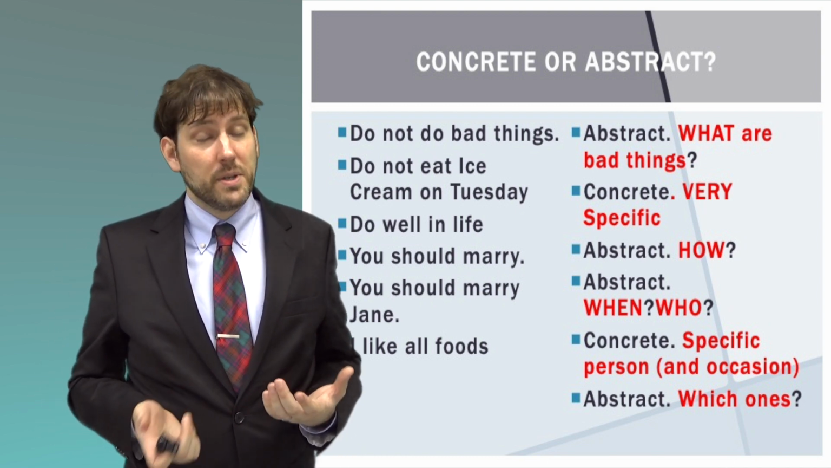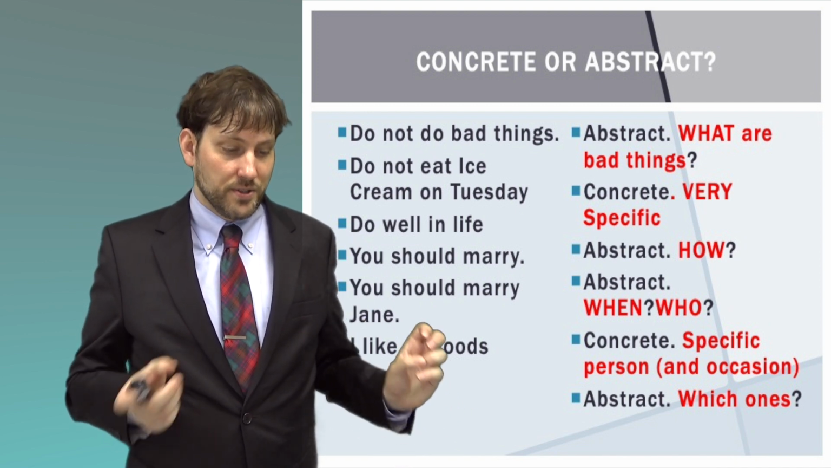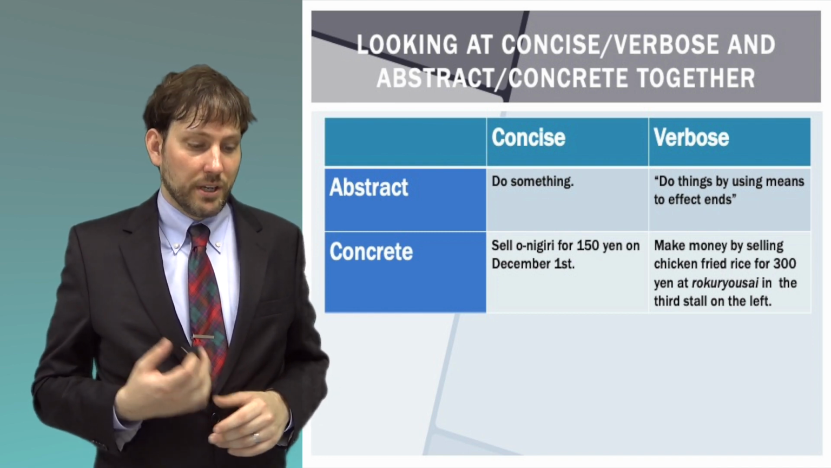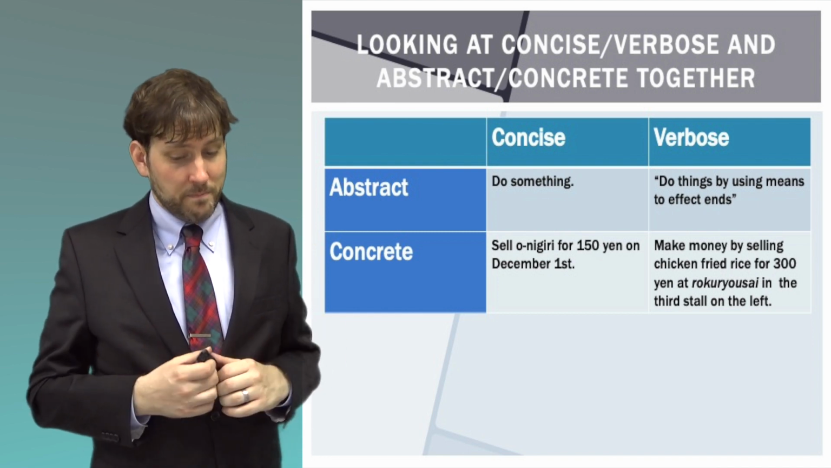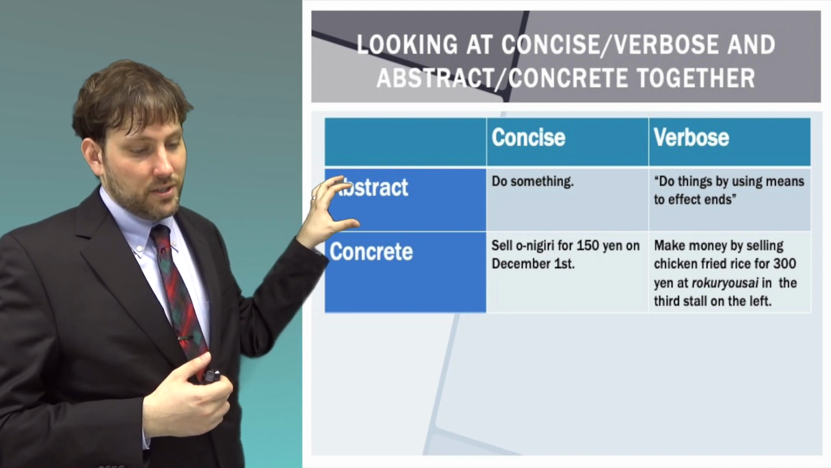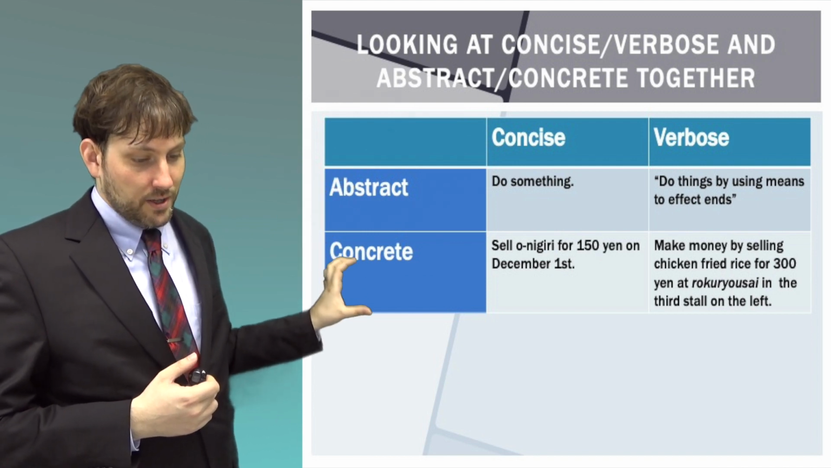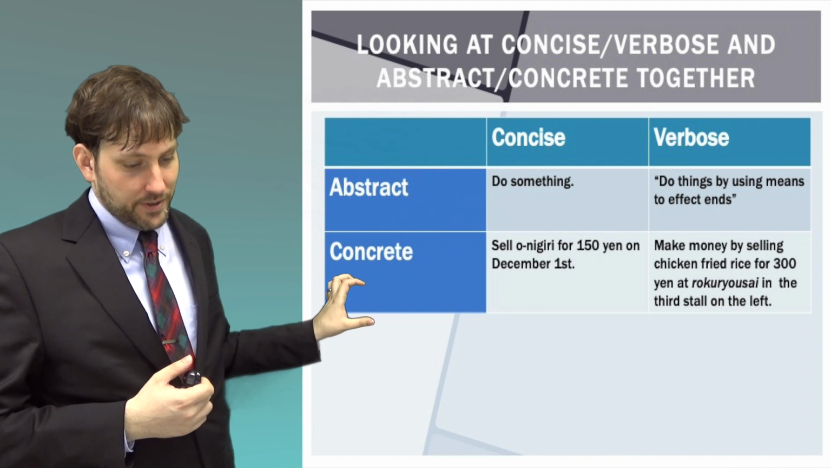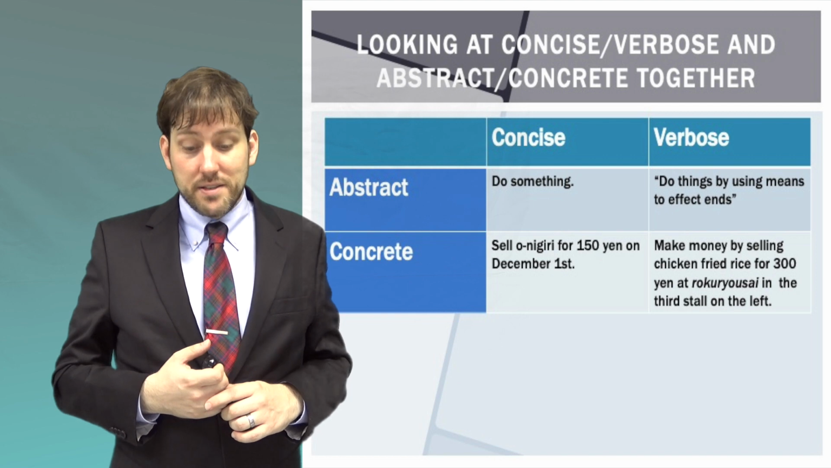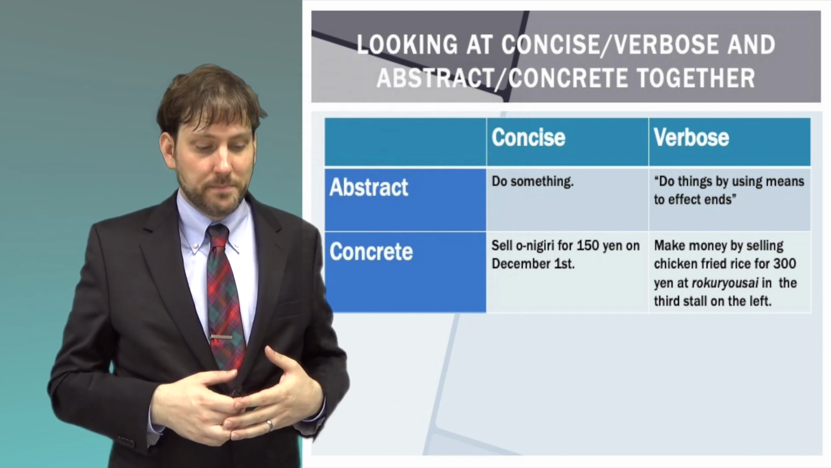So, sometimes people think that being concrete is the opposite of being concise. Because when you're being concrete, you add details, and when you're being concise, you remove some details. This is not true. So let me give you some examples. It is very abstract and very concise to say do something. It is concise but concrete to say onigiri for 150 yen on December 1st. It's verbose but abstract: do things by using means to effect ends. Basically saying use tools to do things.